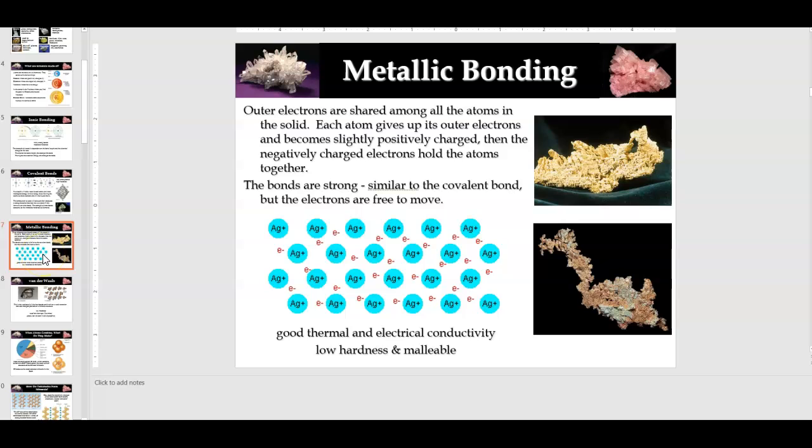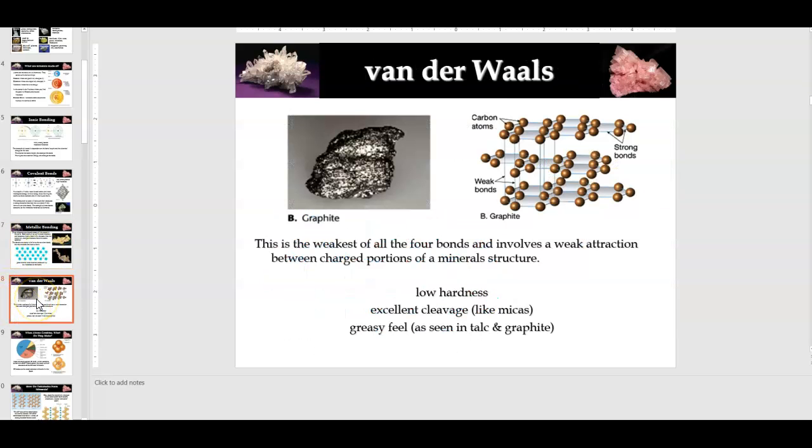These are fairly weak bonds. Van der Waals bonds are very, very weak, and it's just this weak attraction. It's kind of like where water is attracted to the outside of your glass, right? It's a polar bond in a sense, where one side's negative and one side's positive, so you have this weak bond between the two, and that's what we call a van der Waals bond.